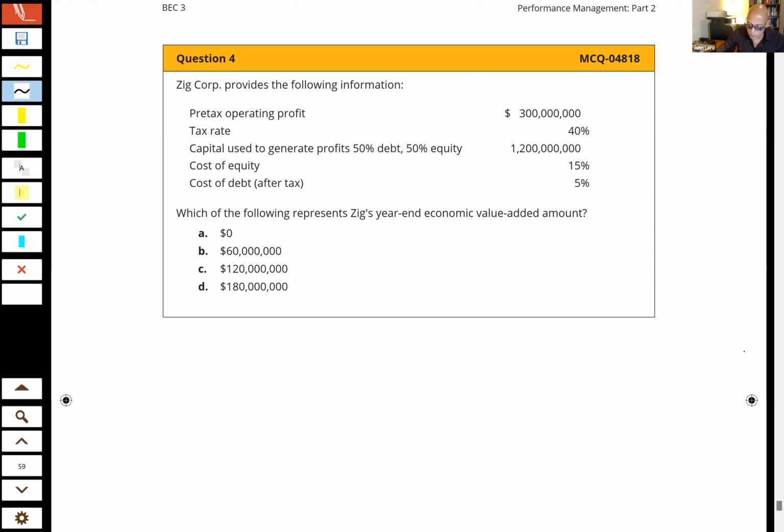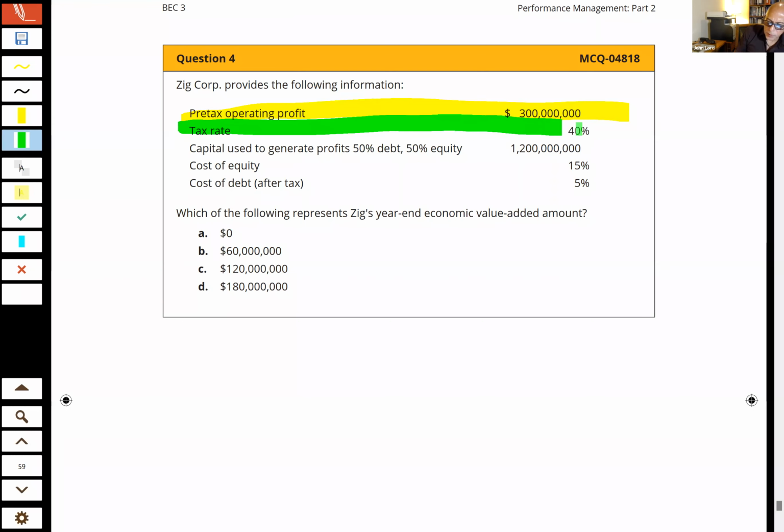82% of us, all but a couple of us got this one right, but let's take a look. Okay, and as you start to look at this one, you say, well, I know I'm going to have to use the NOPAT, right? And they give me the pre-tax operating profit. They tell me that the tax rate is what? 40%. So to get the net operating profit after tax, I'm going to have to take that 300 million and multiply it by what? 1 minus the tax rate, or 0.60.